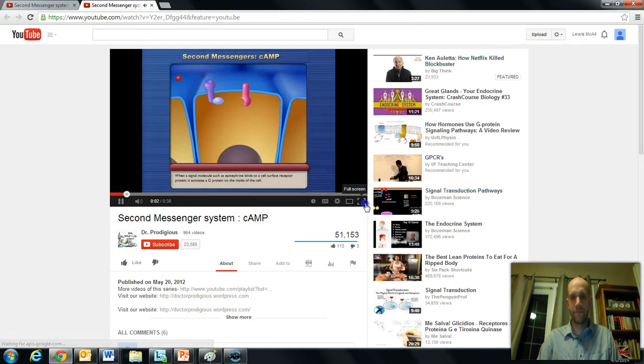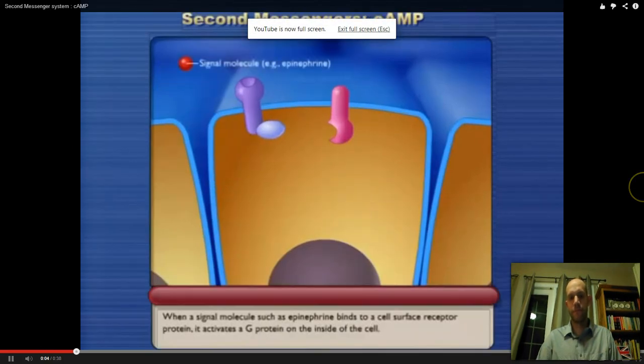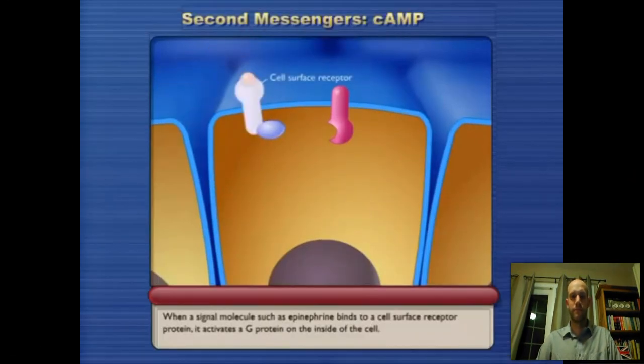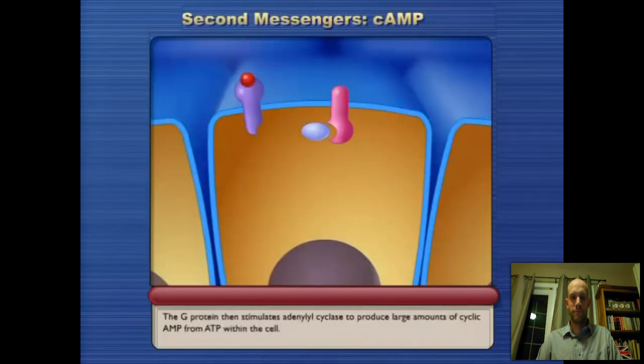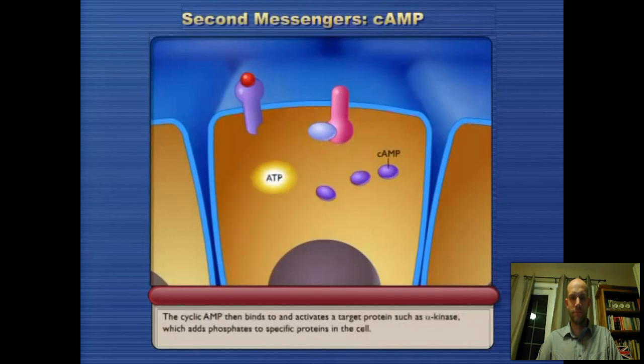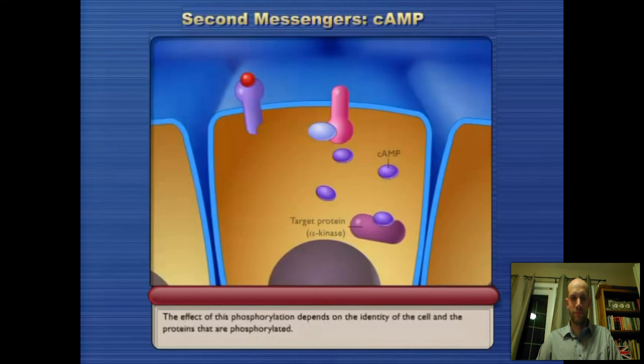When a signal molecule, such as epinephrine, binds to a cell surface receptor protein, it activates a G protein on the inside of the cell. The G protein then stimulates adenylyl cyclase to produce large amounts of cyclic AMP from ATP within the cell. The cyclic AMP then binds to and activates a target protein, such as alpha kinase, which adds phosphates to specific proteins in the cell. The effect of this phosphorylation depends on the identity of the cell and the proteins that are phosphorylated.